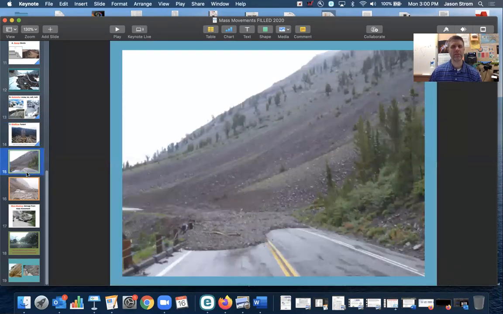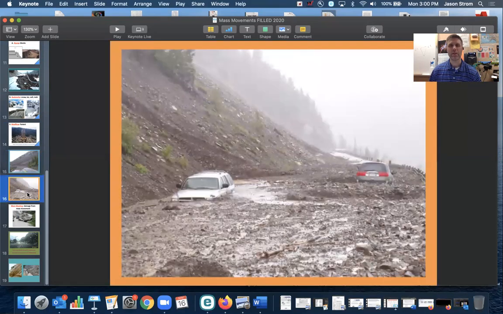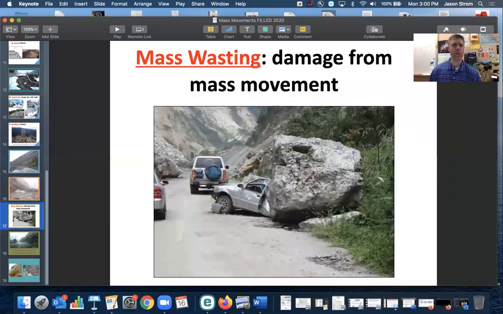So here we have just a picture of an aftermath of this. And once the mud stops moving and some of the water kind of drains out of all that, then it becomes more and more solid. So it's really not easy to clean up either. So these two cars were pretty lucky to still be on the road.